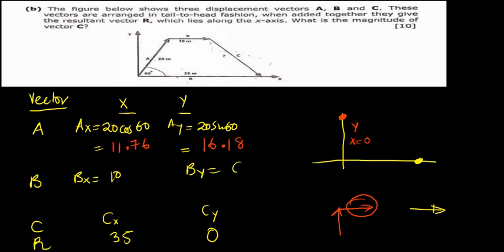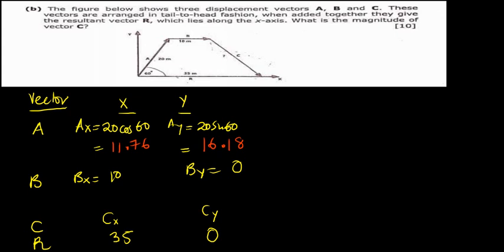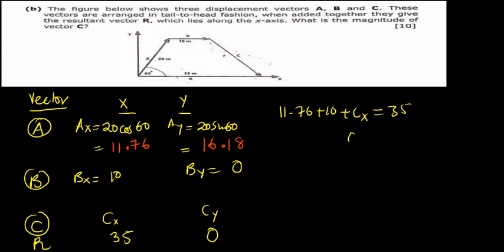Now that you found all of these, our question is now to find vector c. Same just like we did on the previous question. When we add the x component of a, the x component of b, and the x component of c, we should be able to get the resultant for x. So we are saying if we add 11.76 plus 10 plus cx, we are supposed to get 35. Now we can find cx. So cx is going to be 35 minus 11.76 minus 10.